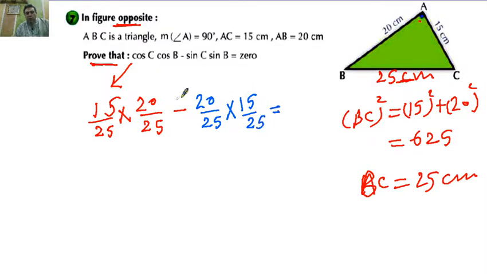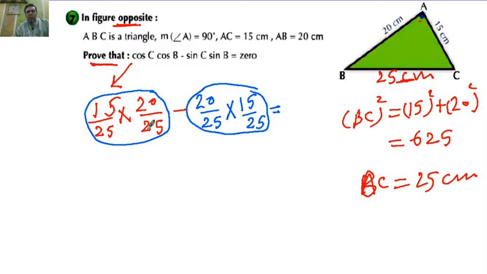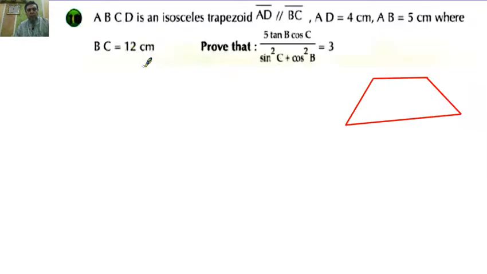As we see, this ratio equals this ratio, then the difference between them equals 0.